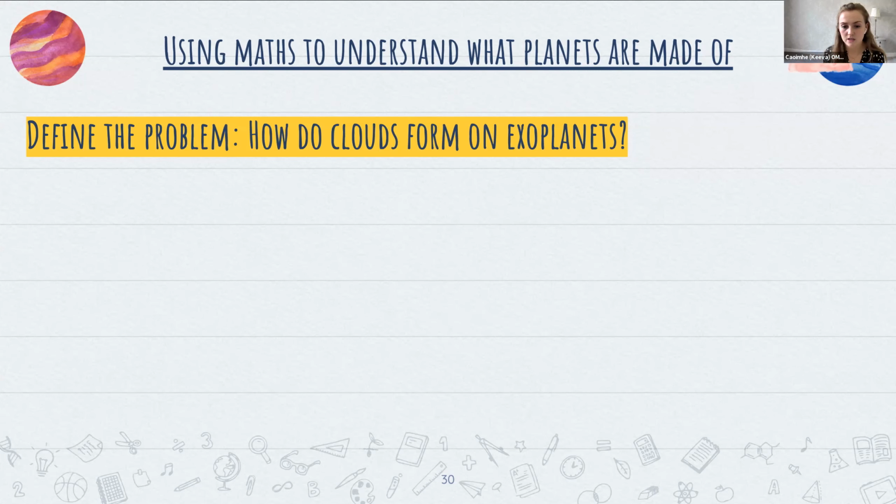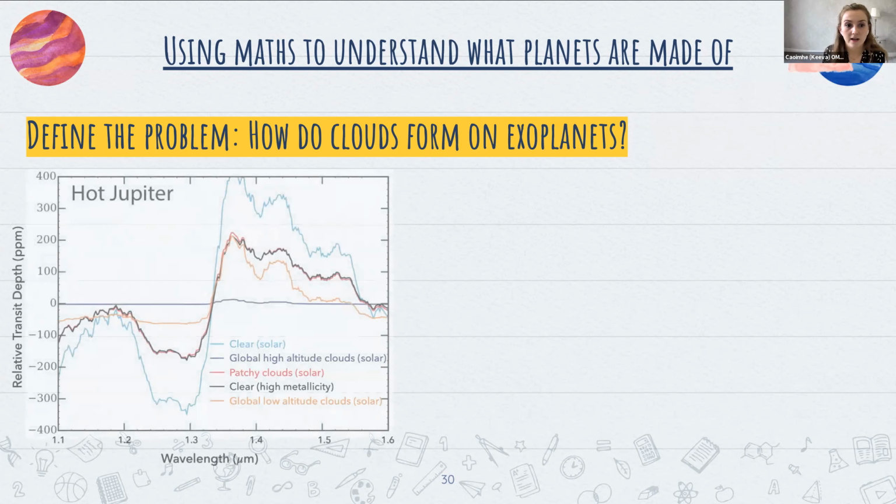And then within our own solar system, we know that Venus has sulfur clouds, and we know different things about the atmospheres within our own solar system. But anyway, sorry, getting to this plot then.